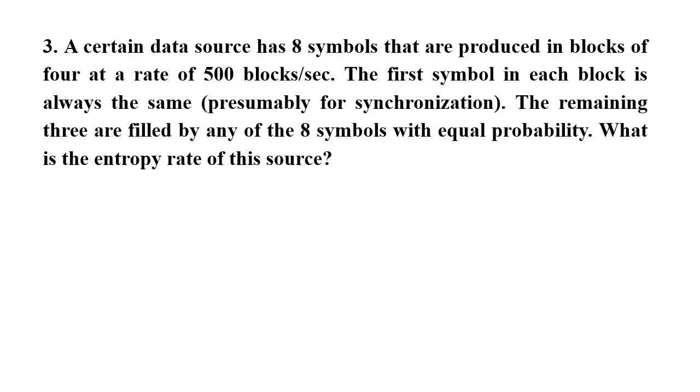So we are asked to find the rate of information for this particular problem. So what is given here? We'll just try to list it out. Q, that is the number of symbols, is given as 8, and RS, that is the symbol rate, is given as 500 blocks per second. Okay, so now how are these 4 symbols arranged?